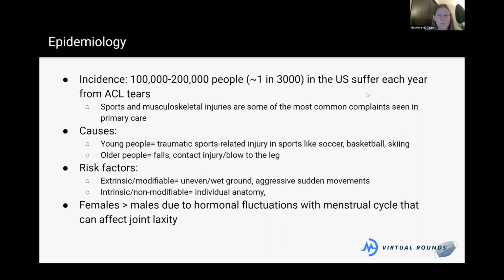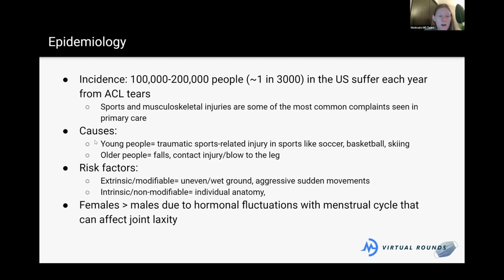And just in general, sports and musculoskeletal injuries across all age groups are some of the most common complaints that you see in primary care. So as a family medicine physician, you might have a person who came in and had a fall on their wrist and they're having wrist pain, or maybe you have a middle schooler who's in competitive swimming, and they're having shoulder pain. Those are all super, super common things. And so it's really important to have a good background in musculoskeletal anatomy and knowing how to diagnose and refer things for further treatment.